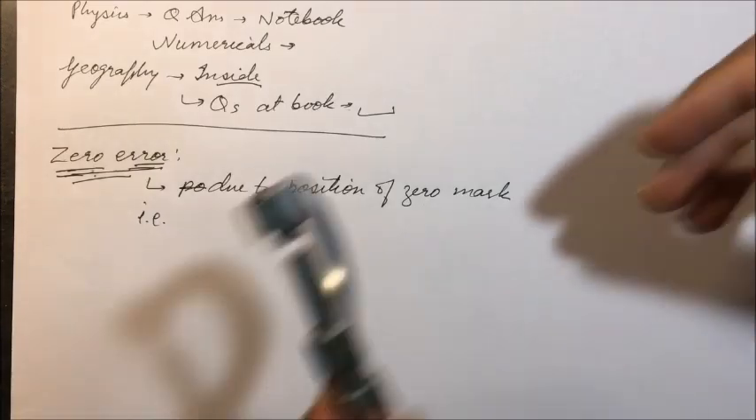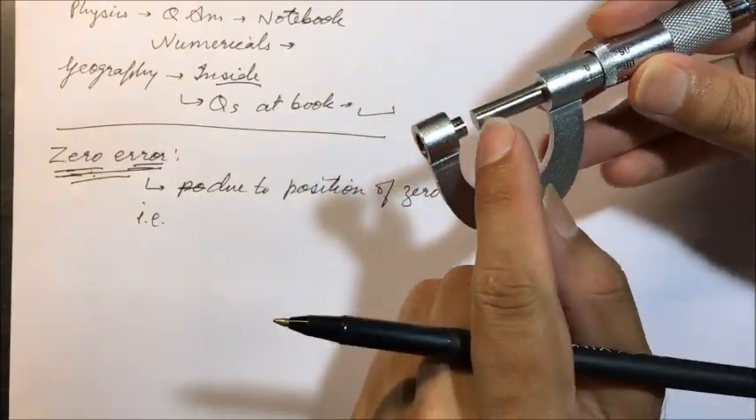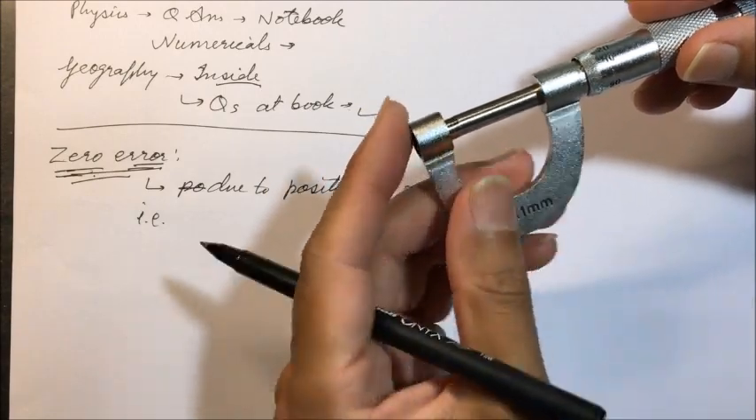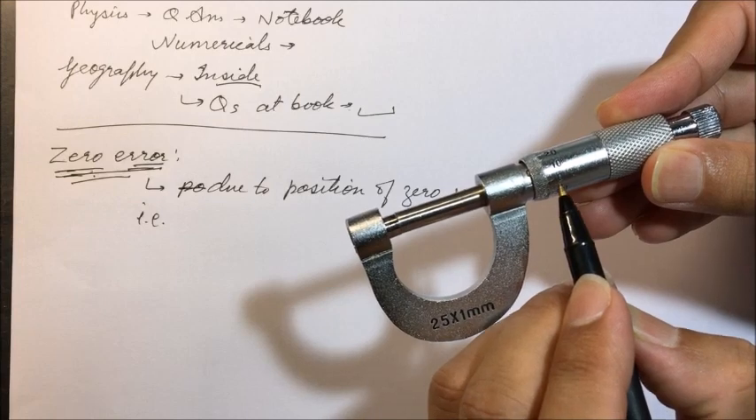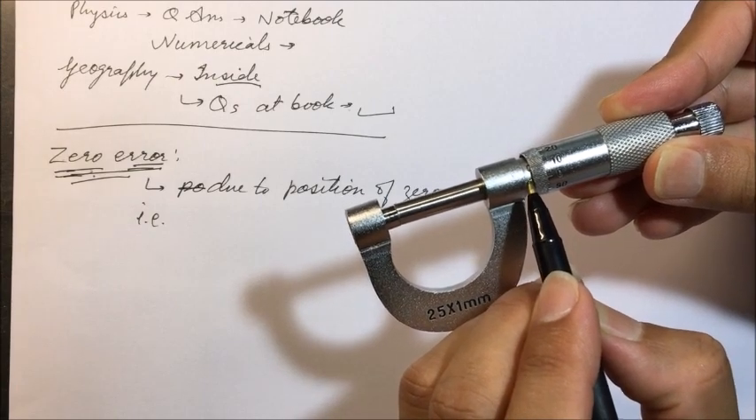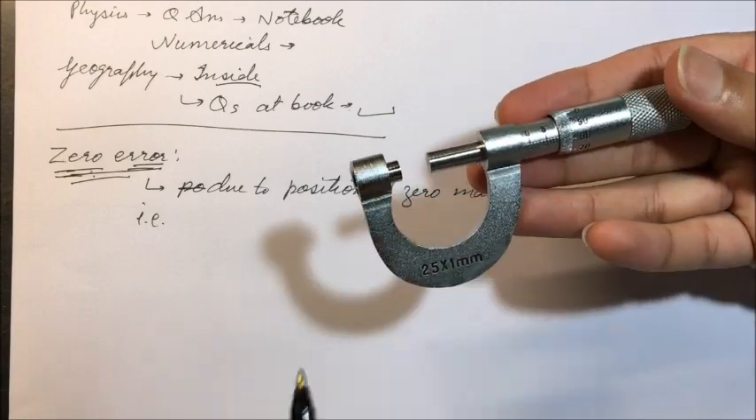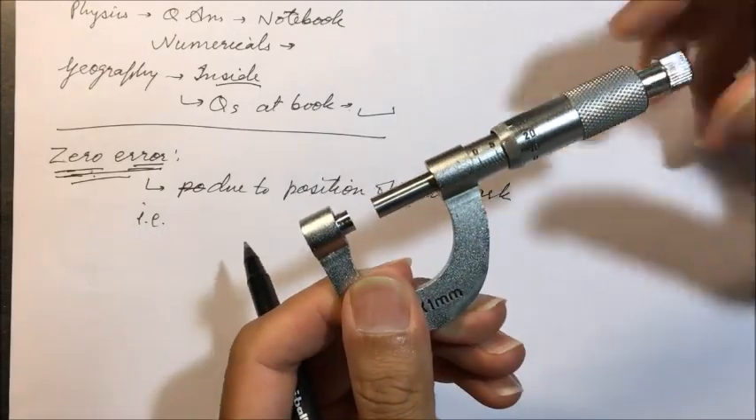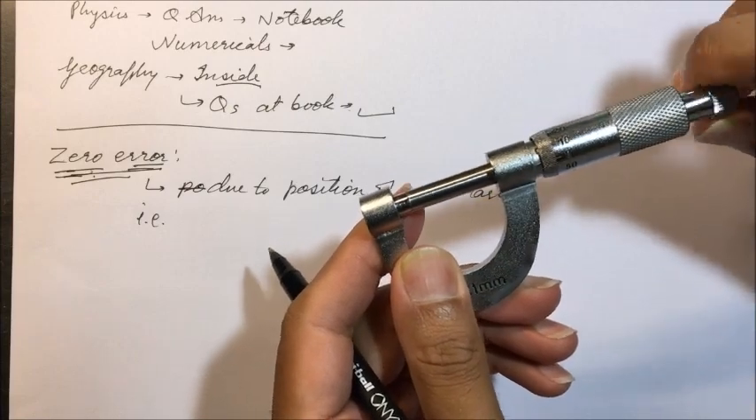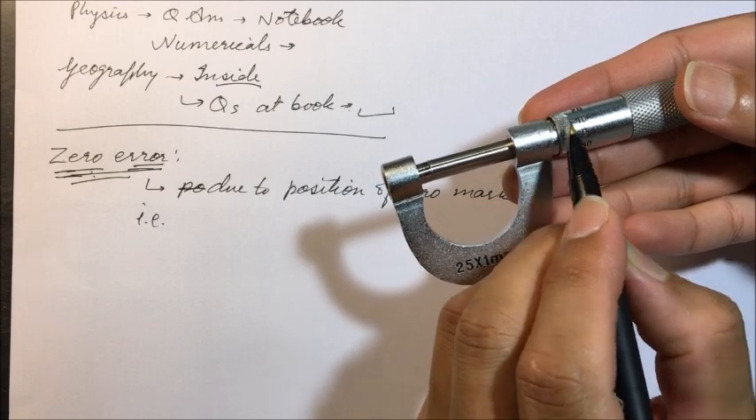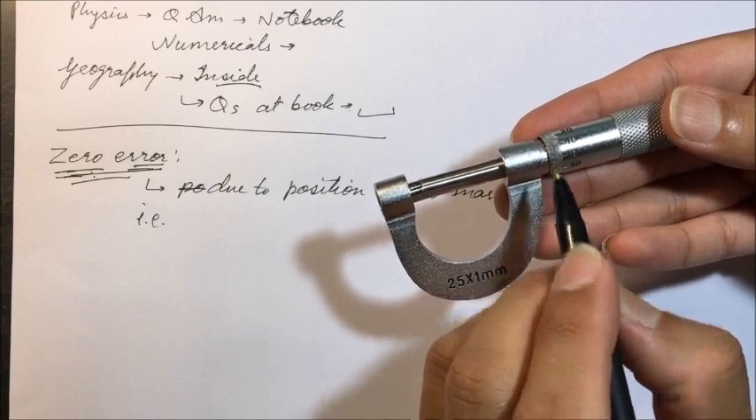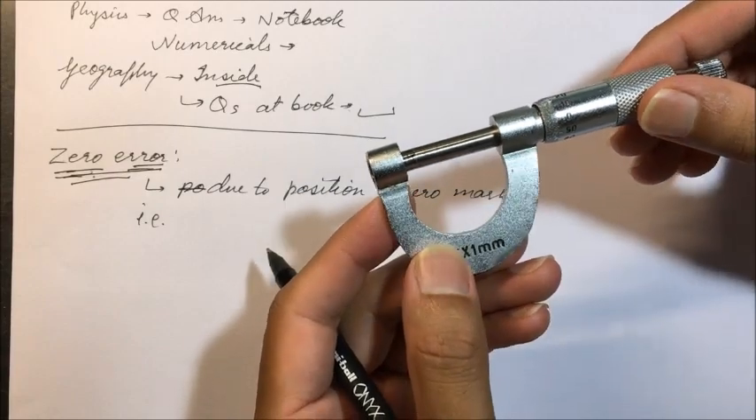That is, this is the screw gauge. If this is the flat end B and this is the stud A, and we bring both in contact, the flat end in contact with the stud, if the zero mark on the circular scale is not coinciding with the baseline or the reference line, then we say that this instrument, the screw gauge, has zero error.